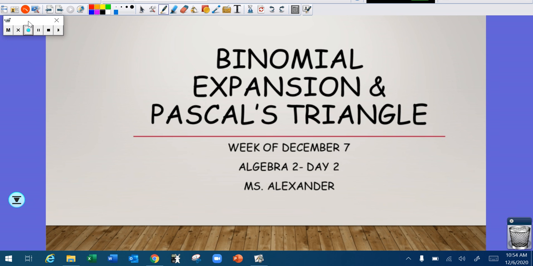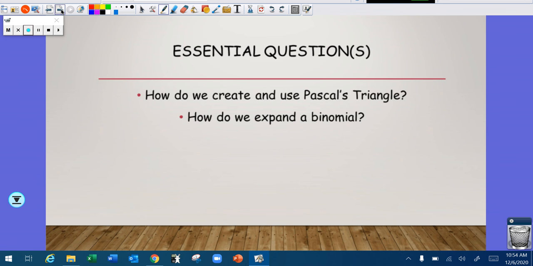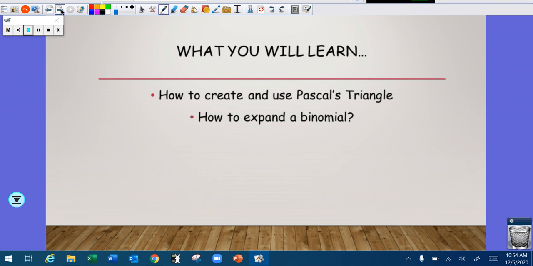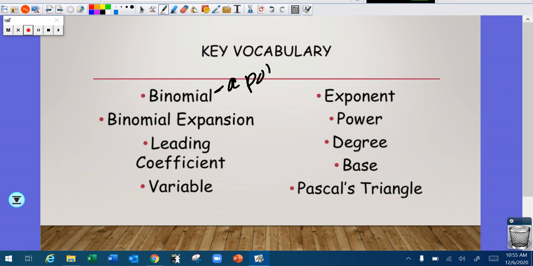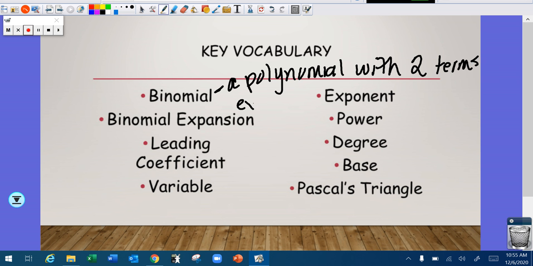Alright, hi guys. We're going to talk about binomial expansion and Pascal's triangle. Here, what you're going to learn is how to create and use Pascal's triangle to expand a binomial. So we're going to talk about what a binomial is, and a binomial is a polynomial with two terms. Here's an example: 3x plus 7, one term, two terms, and that's a binomial.